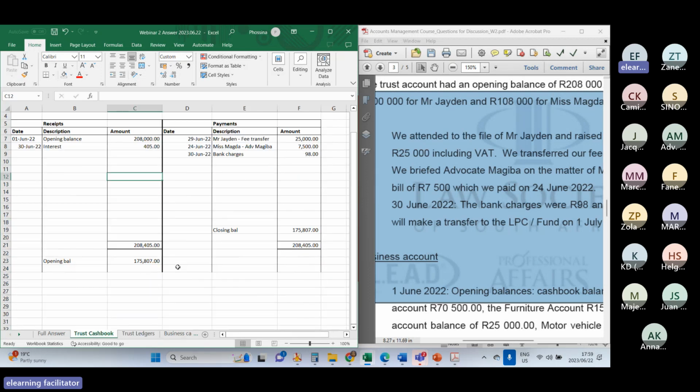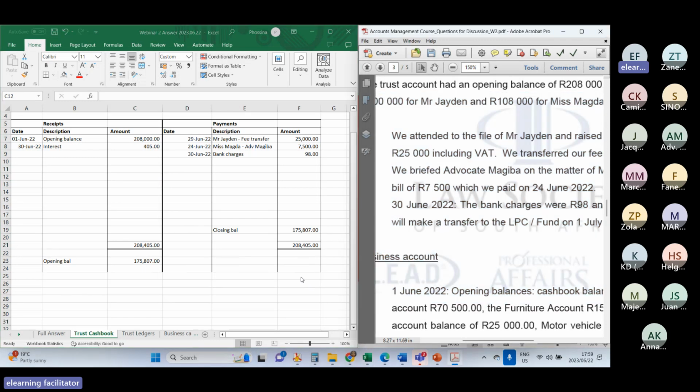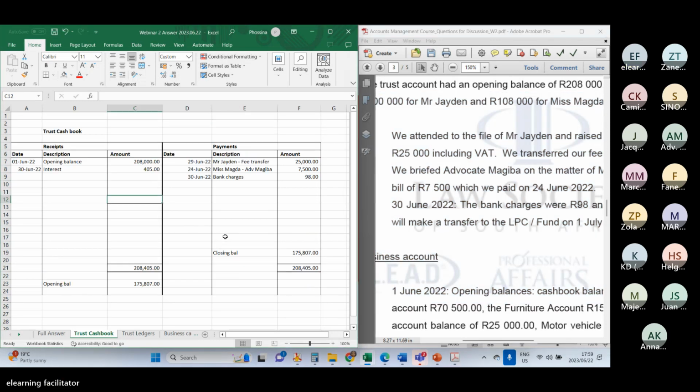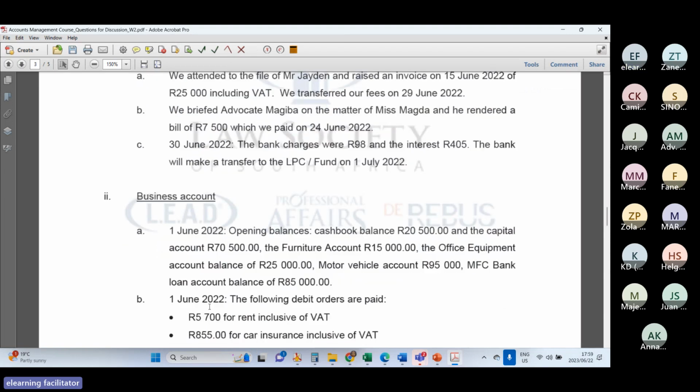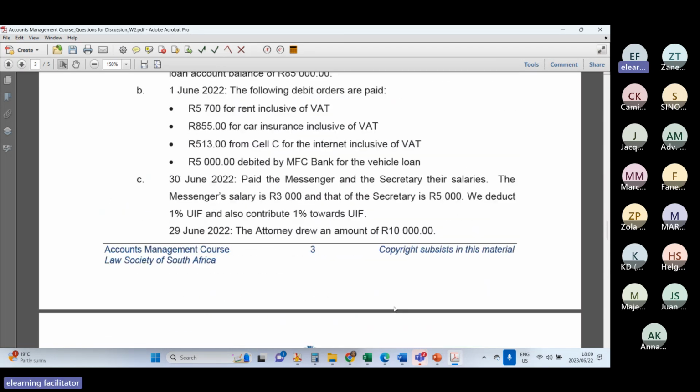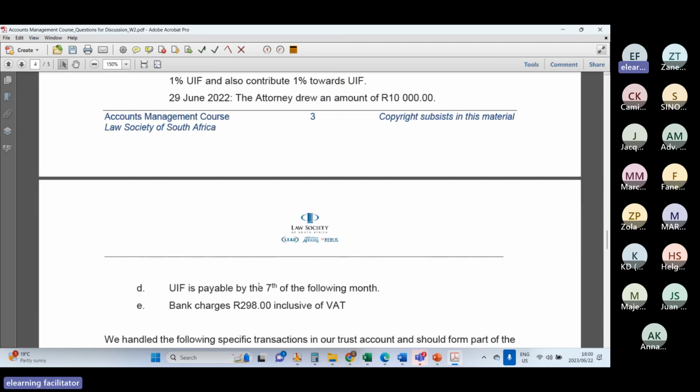So what I'm going to do, I'll stop here. And then when we continue on next week, Thursday, we'll touch on the business account. We'll also touch on the two transactions for conveyancing as well as for collection. I think for the 2 hours, we'll be able to finish.